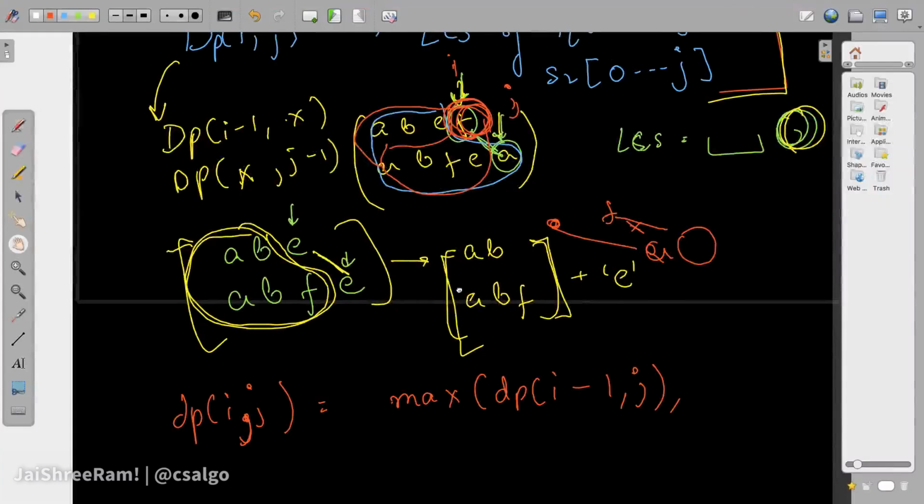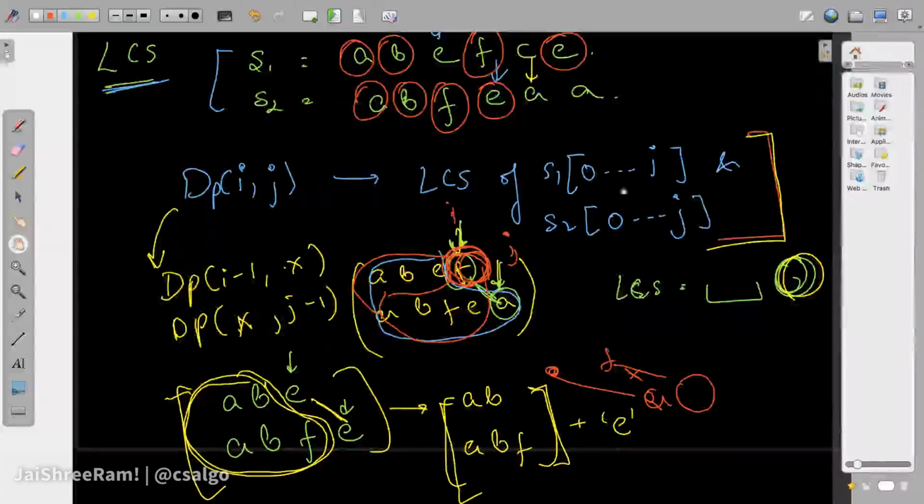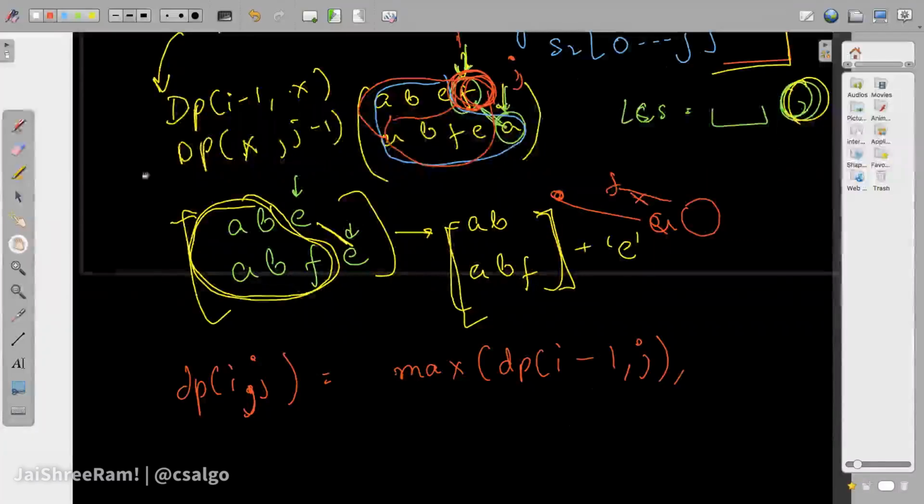The length of the LCS, the longest common subsequence of this particular part, is what our DP is returning. And this other part will return DP of i comma j minus 1, right? These are the two possibilities, and they are of course possibilities every time. This is always there.